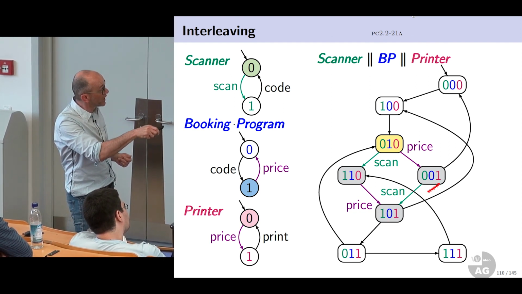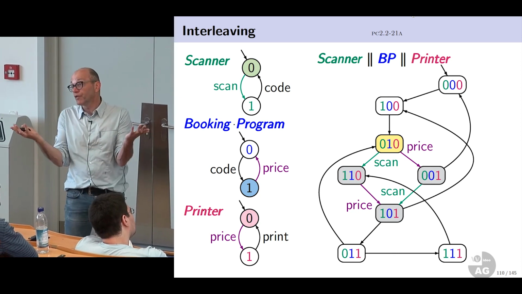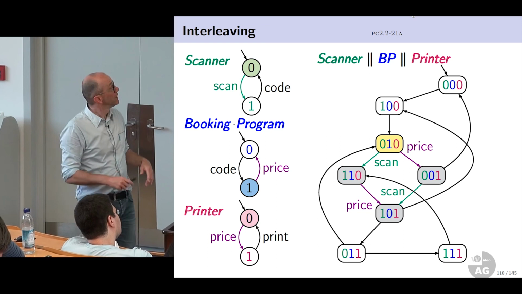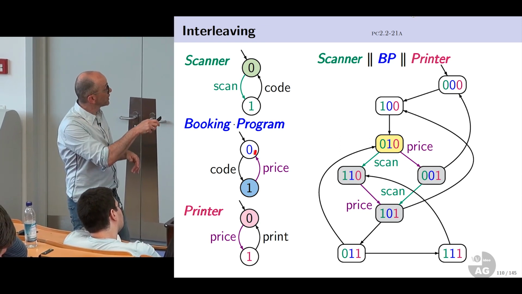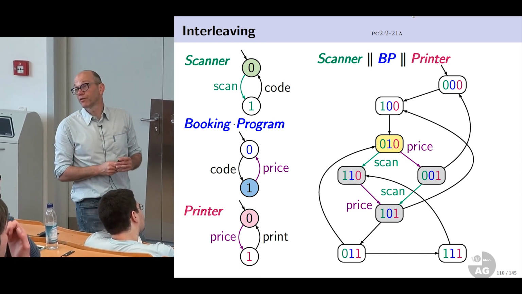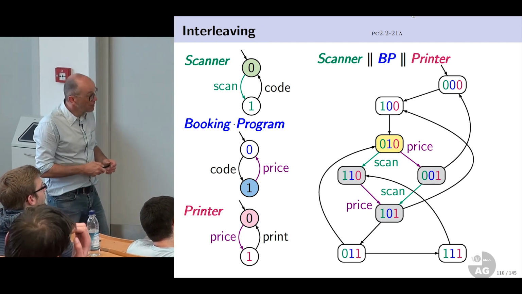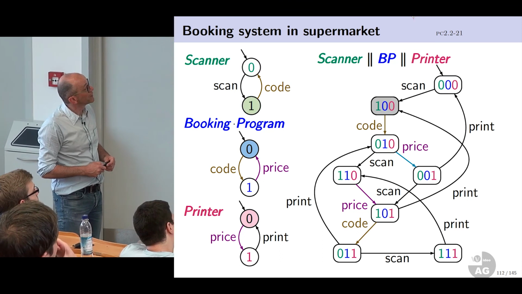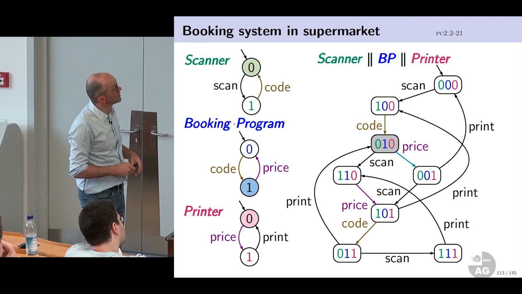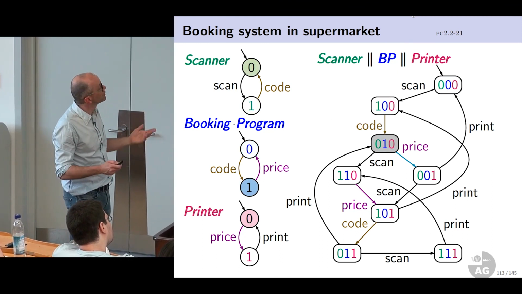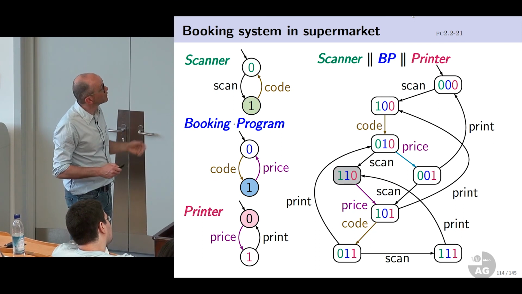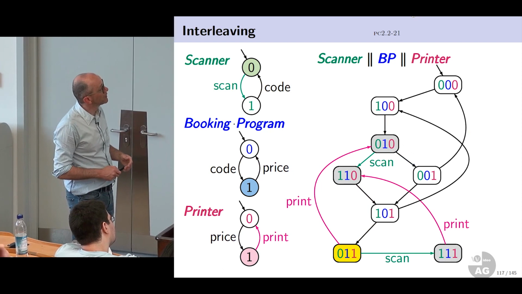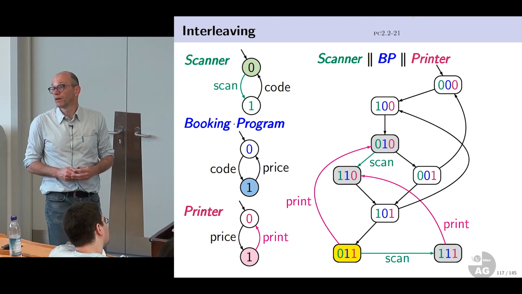So here you see this diamond, which is again the interleaving, now of scanning on the one hand side, and pricing that happens between the booking program and the printer. Good. And this is what you finally get. So here is another scenario. We first do the coding, then the scanning, then the pricing, then the coding, and then you print, for instance, and so forth.